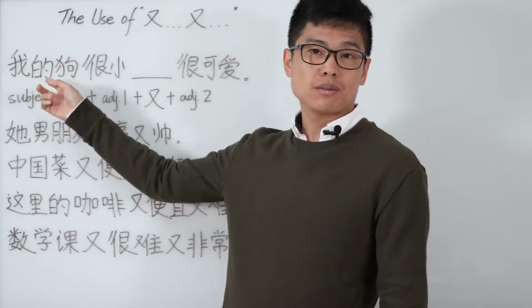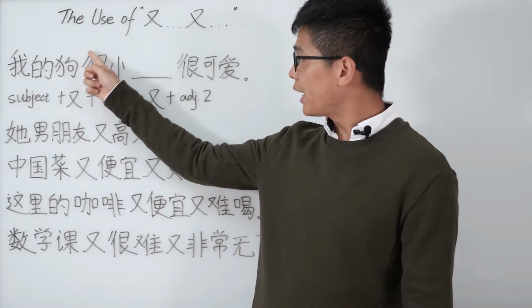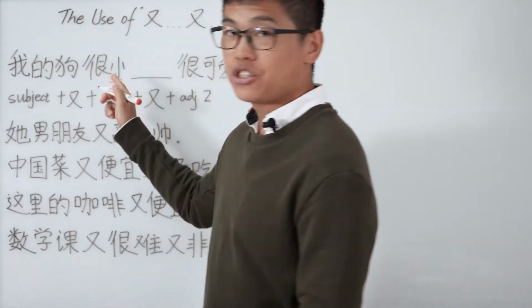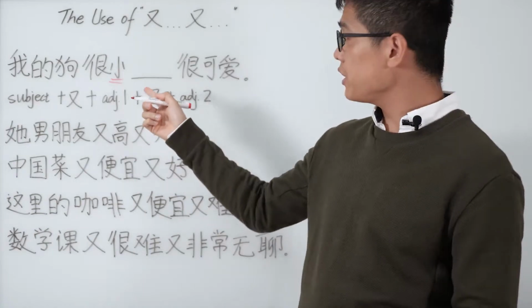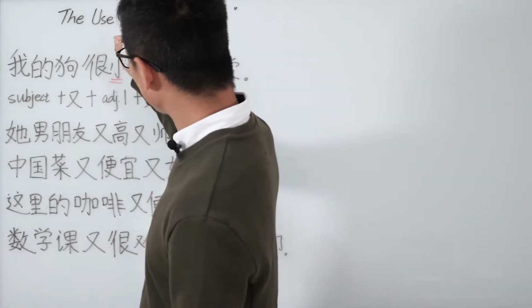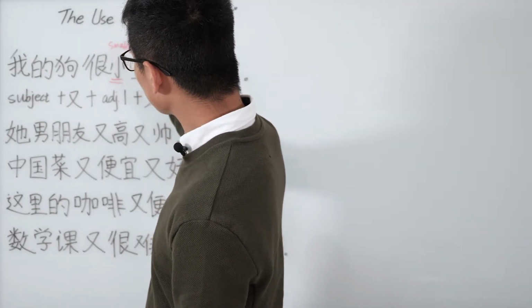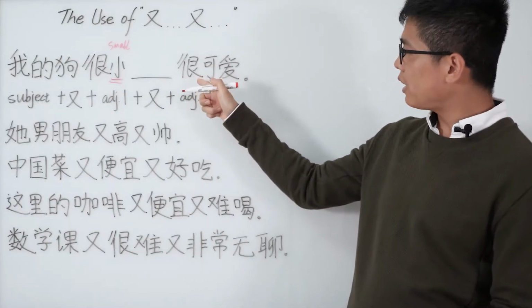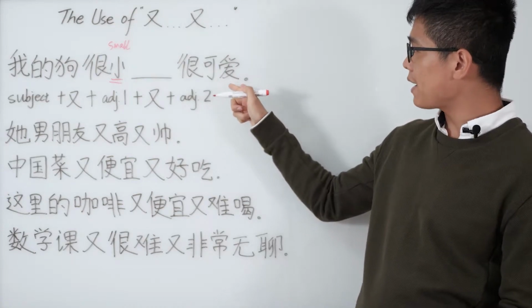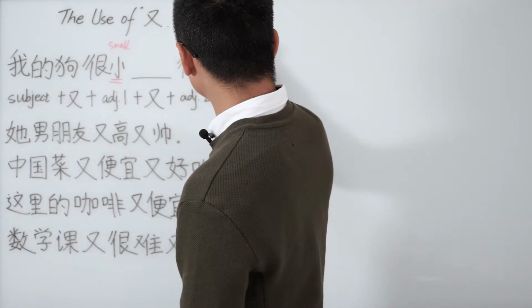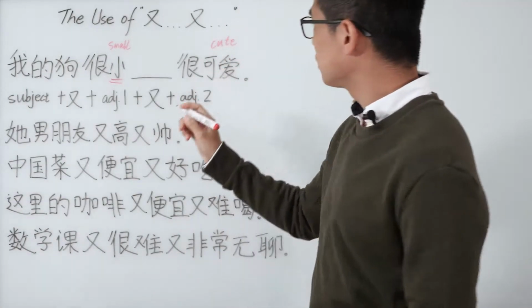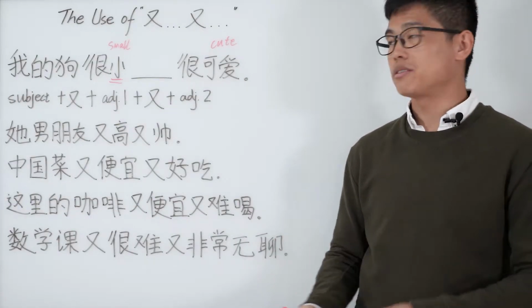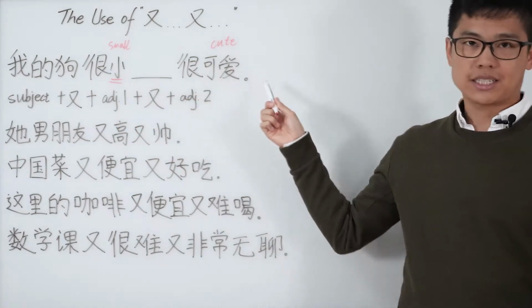我的狗 my dog 很小. 小 is our first adjective here. 小 small. And then we have a blank here. And then we have another adjective, 可爱 cute. So I want to describe my dog with these two adjectives, 小 and 可爱.